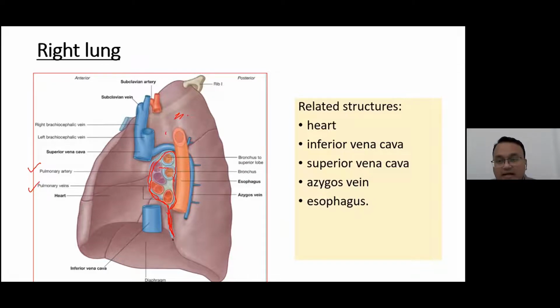Certain structures related to the heart, if you remove everything, the lung will show an impression, because the soft tissue will give impression. Among the important notable structures in close contact, in relation in the mediastinum with the lung, are the heart, the inferior vena cava, the superior vena cava, the azygous vein on its way to drain into the superior vena cava, as well as the esophagus in the center.